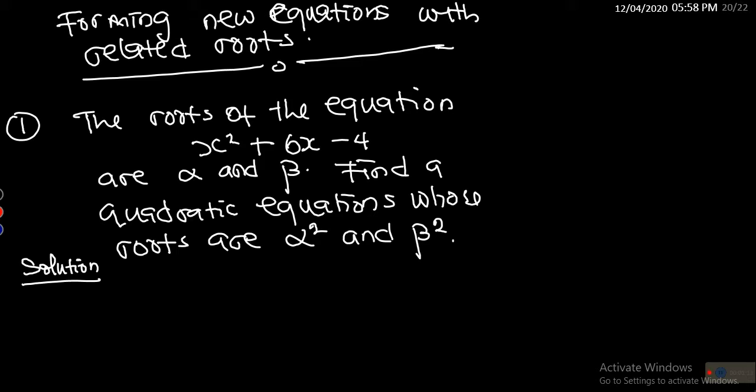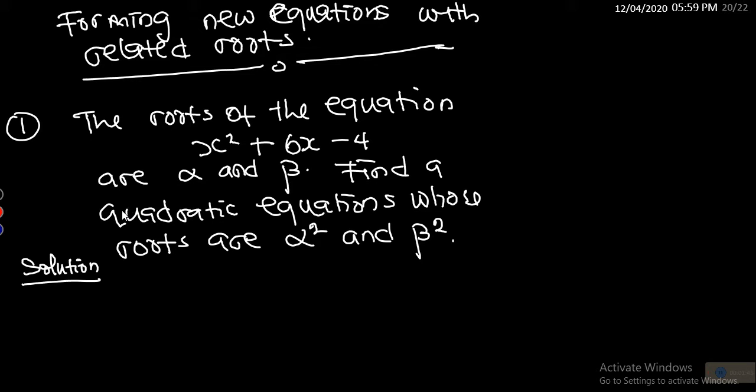To form a new equation, you basically follow these three steps. Step 1, you write down the sum and product of the roots of the given equation. Step 2, you find the sum and product of the roots of the new equation in terms of what you are given. And step 3, you write the new equation using the new sum and product of the roots, and then you have the answer. It's a very easy step. So let us look at these examples.